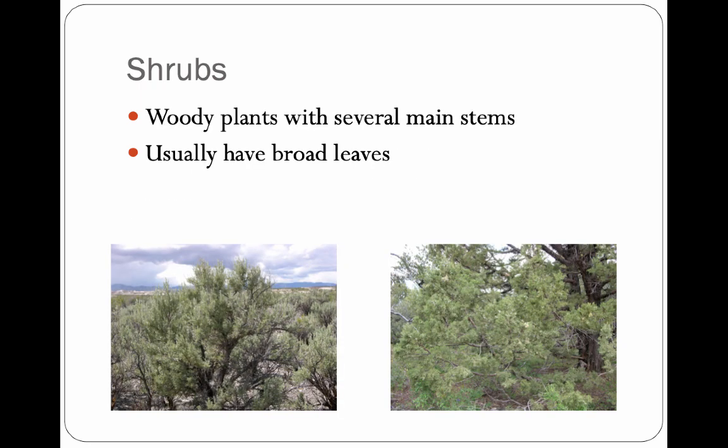Shrubs are the woody plants, and so their stem structure is going to have the lignin and the woody stem. And shrubs tend to have very broad leaves that can either have parallel veins or webbed and netted veins.